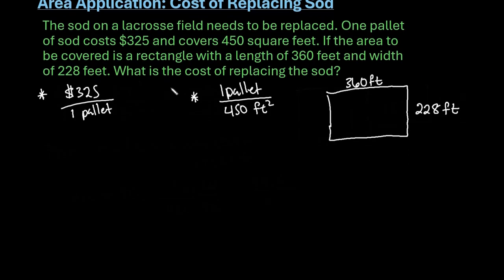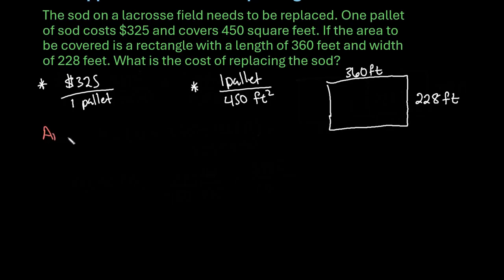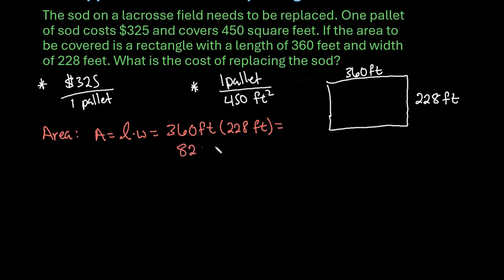So the first thing that I want to do is find the area that is being covered. So my area, remember, of a rectangle is just the length times the width. So I would do 360 feet times 228 feet. And my total area that I need to sod is 82,080 square feet.